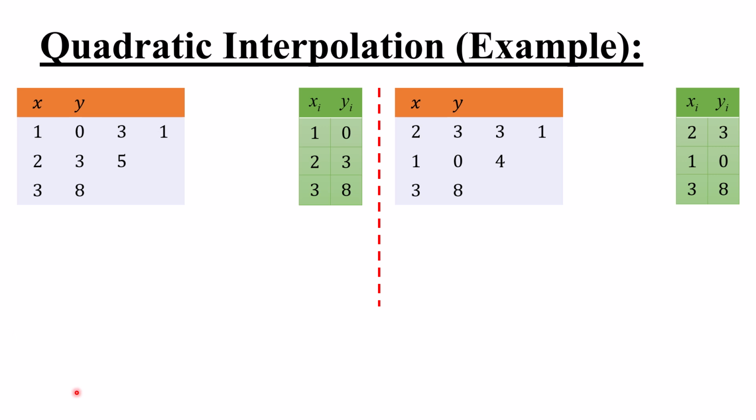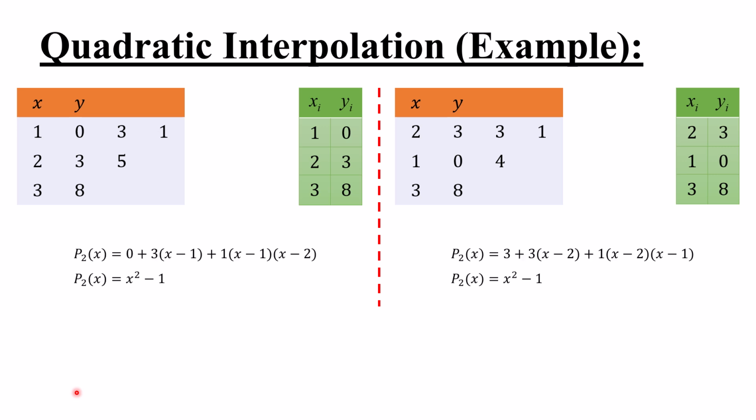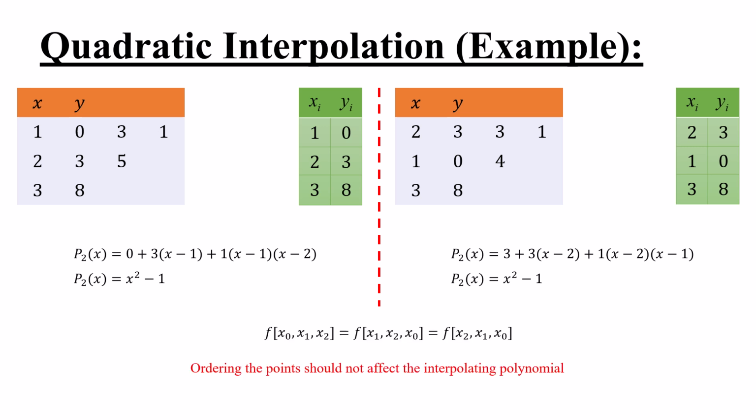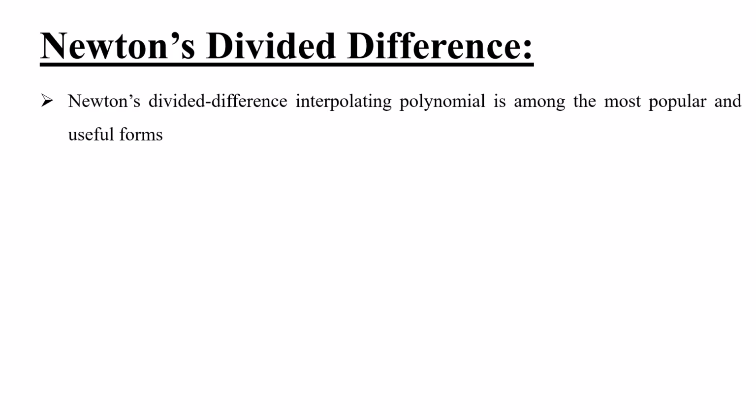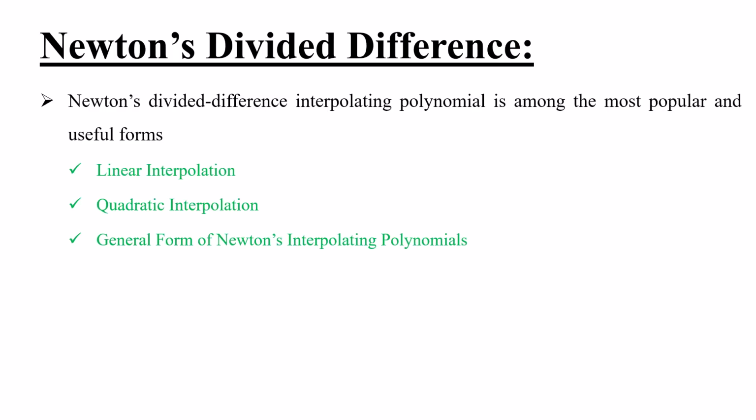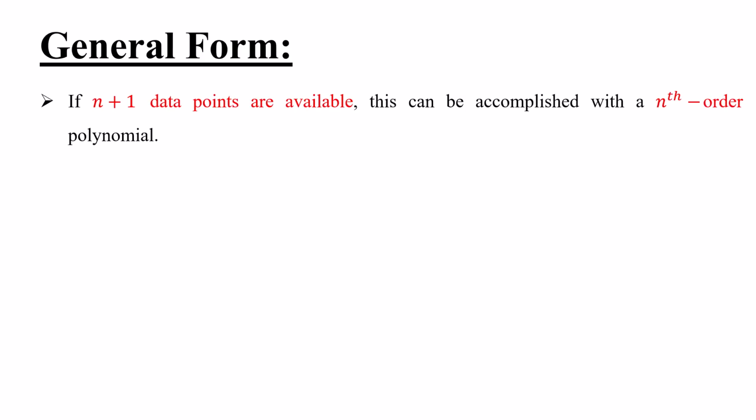So the question is, is interpolation affected by swapping the numbers? Now in the first case and the second case, we get the same result. So the idea is that interpolation is independent of swapping the numbers. Okay. So ordering the points should not affect the interpolation polynomial. Now we have to go to the general form of Newton interpolation polynomial, and then we will look at the error.